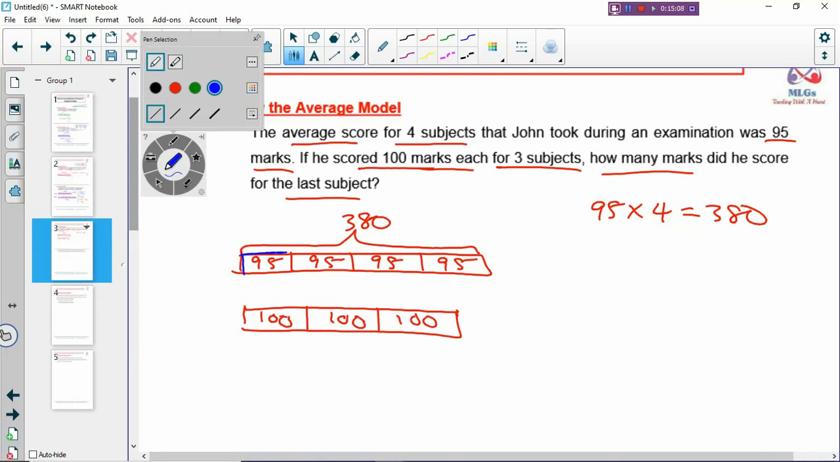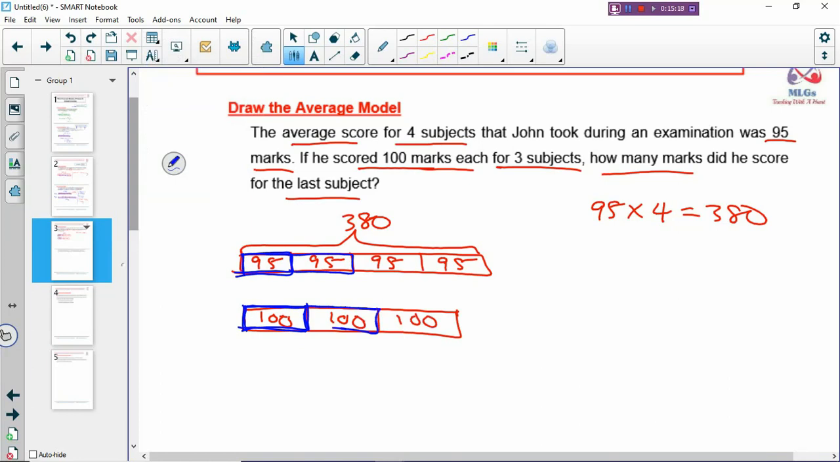Now, this is your first subject. Then this is the same. For example, if this is English, then this will be English. If this is math, then this will be math. Same subjects. If this is science, then this will be science. Okay, then where's the Chinese? The Chinese will be somewhere over here, right? Okay, the Chinese. So how many marks did he score for the last subject, which is maybe the Chinese?